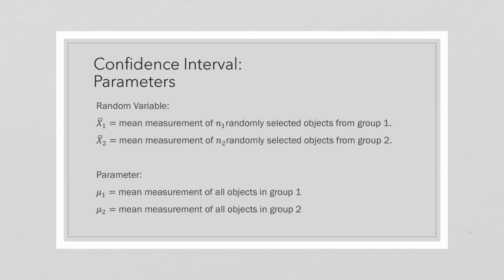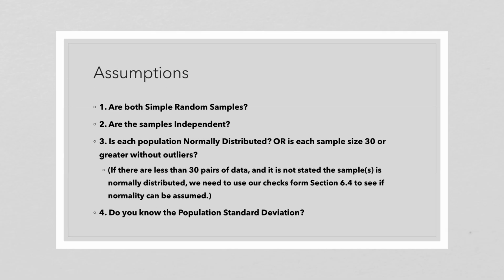So now we're going to go through our process for confidence intervals using the PANIC acronym. I'm not going to spend too much time on this slide, but just as before, we're going to talk about our random variables and our parameters. And as you can see, they are laid out in exactly the same way as we had done prior in our hypothesis test.